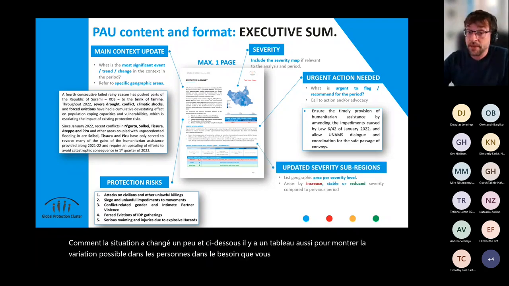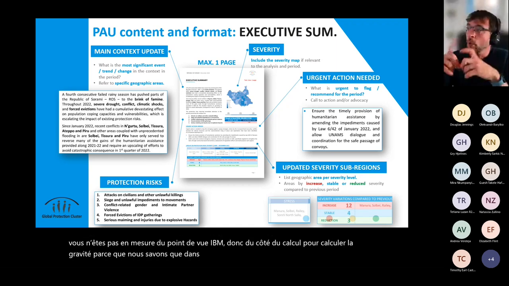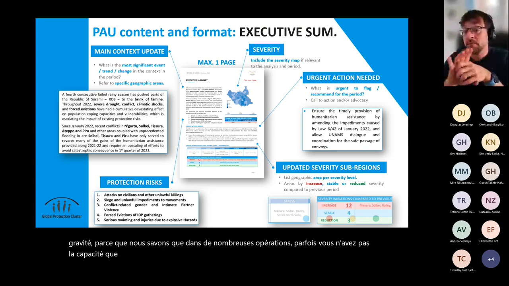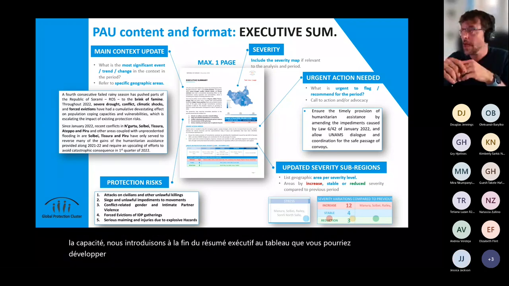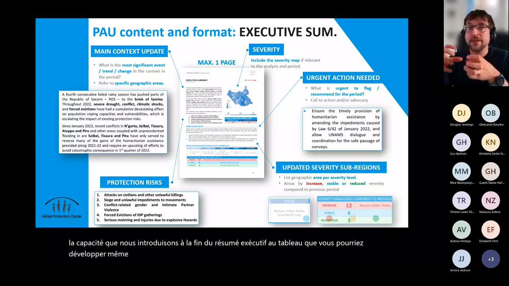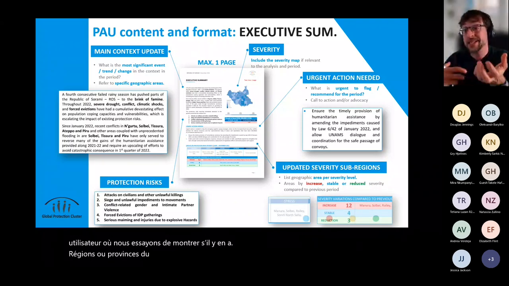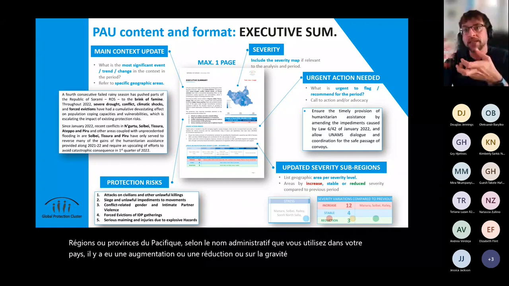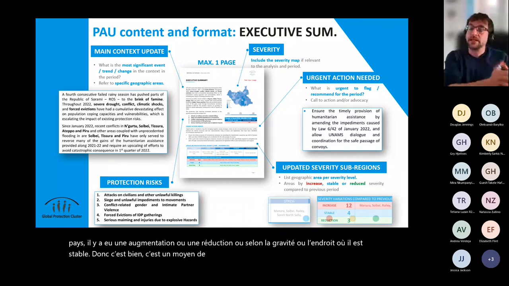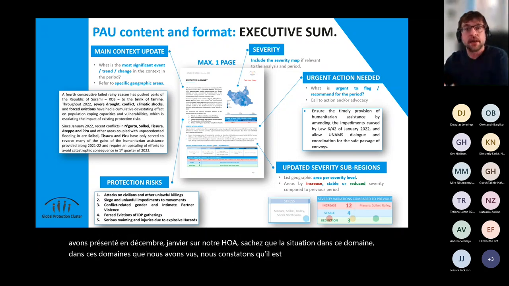If you are not able, from an IAM perspective, so from the calculation side, to calculate the severity, because we know that in many operations you sometimes don't have the capacity, we introduce at the end of the executive summary a table that you could develop even just by having a joint analysis exercise with partners and the AOR. It tries to show whether in specific regions or provinces, depending on the administrative name that you use in your country, there has been an increase or a reduction in severity, or where it has been stable. So it's a way to keep the attention. Compared to what we presented back in December, January in our HNO, please be aware that the situation in this area is actually getting worse, or it's improving, but there is still this situation.